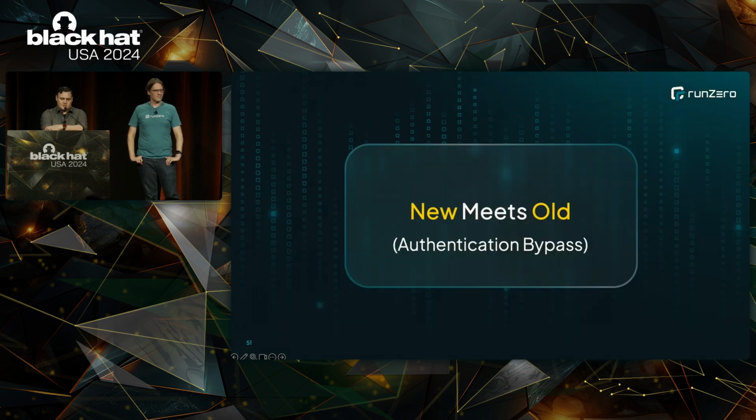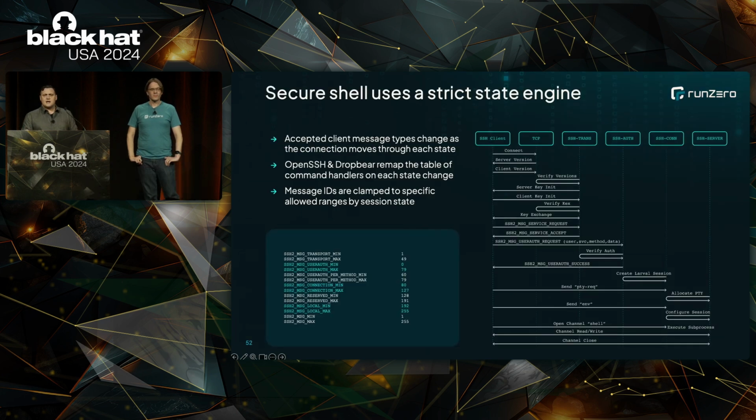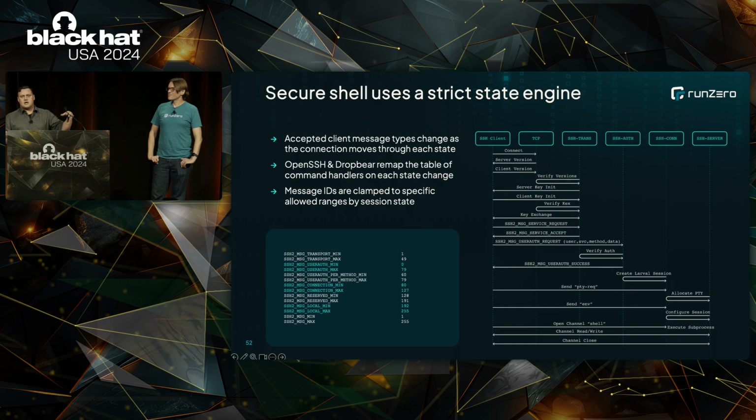And now we're going to talk about something a little bit different, which is authentication bypass bugs. SSH has this strict state engine built into the protocol. Not only are there different individual states like key exchange, version exchange, pre-authentication, authentication, channel, shell, et cetera, but the message IDs that you're allowed to transmit within each stage are fixed. There's a range of IDs you're allowed pre-authentication, a range post-key exchange before authentication, and then after authentication, there's a range you're allowed to use. Most SSH implementations use those ranges to prevent you from even sending a packet that it doesn't expect.